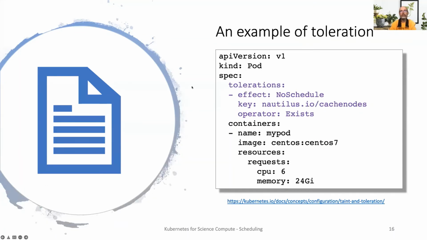And here is an example of tolerations. You use a syntax like this. You say, well, I'm a special user. I want to be able to go to nodes that are marked as cache nodes, and normal users usually would not be able to get there, but I want to go there. And if you have the permission, Kubernetes will do that for you.